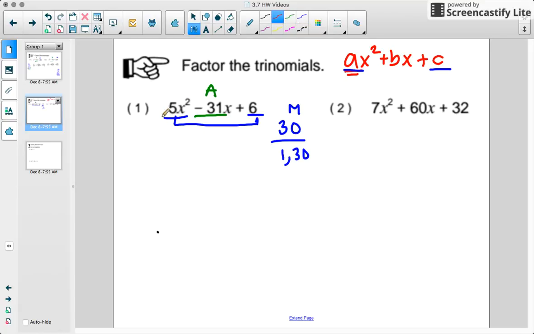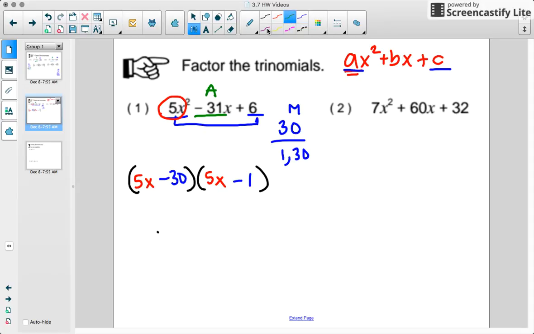And then the next step is a little different. I'm going to take this 5x, and I'm just going to place it, just for a moment, at the beginning of each of my binomials. And then I'm going to substitute in my values of 1 and 30. Okay, so 1 and 30. But I know that both of them have to be negative in order to get me to negative 31. So they both have to be negative.